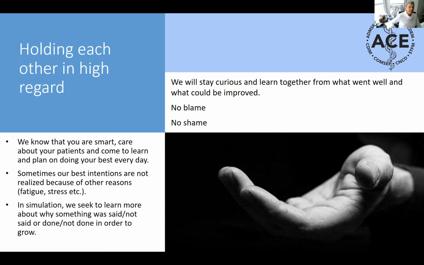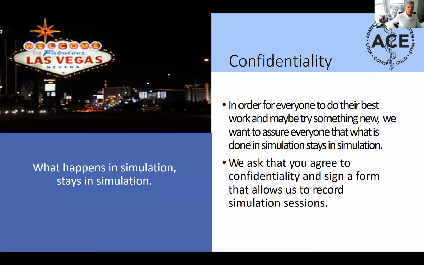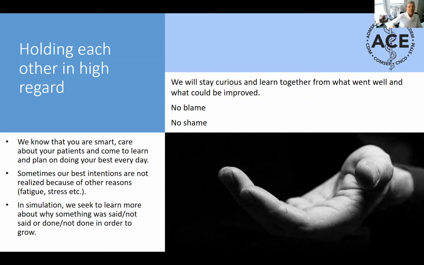And that can be because of fatigue, stress. I had a fight with my husband on the way to work. I got stuck behind traffic. I'm running late. I'm worried about a grant that I have. I'm worried about an exam coming up. There's always something that can get in the way. So we recognize that can happen in simulation. And so if the learner doesn't do as well as they had hoped, it's something for us to get curious about and to learn from together what went well and what could be improved. This is no place for blame or shame. And so we really work hard at doing this.